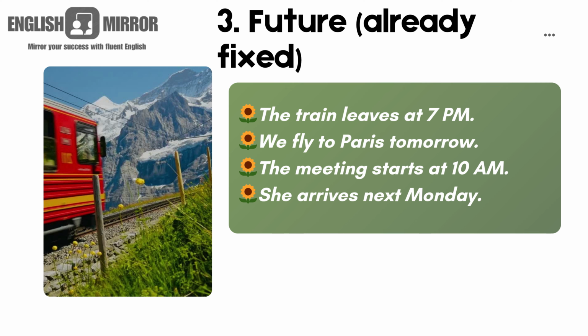Next one is: The meeting starts at 10 a.m. Meeting is a singular thing. Even though people are attending, the meeting is only one particular thing. So the meeting starts. Next one is: She arrives next Monday. She is a singular subject, so she arrives next Monday. These are the examples for future or already fixed things.